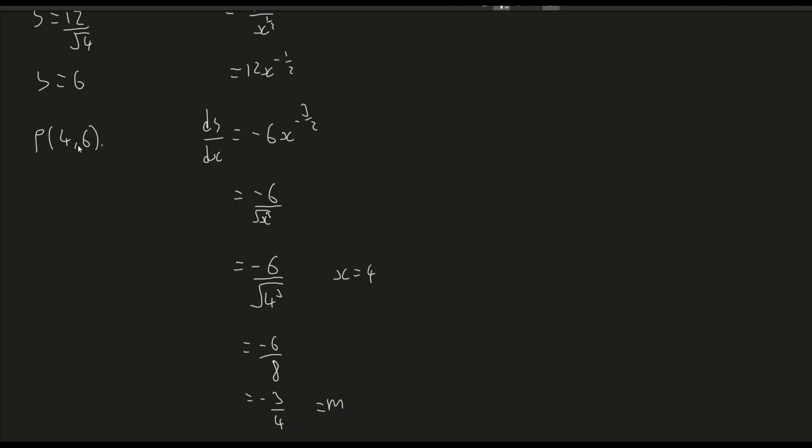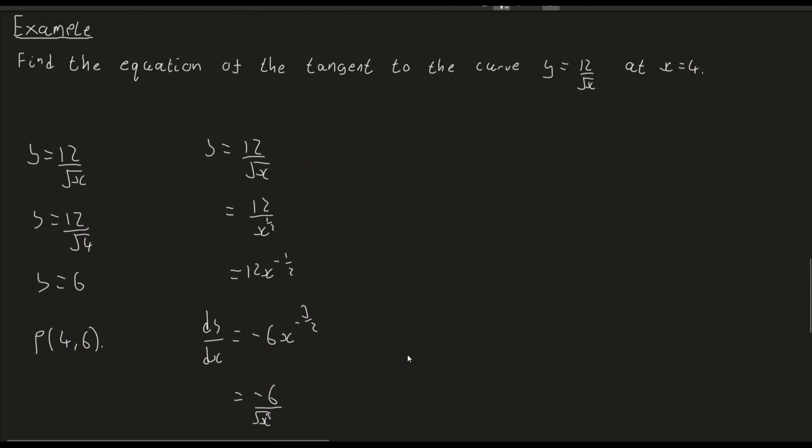So I have the point P (4, 6). And the gradient minus 3 over 4. So now I can just sub these in. So I'm going to have now y minus b equals m(x minus a). And I'll have then y minus 6 equals minus 3 over 4 times (x minus 4). And this is one of those ones where instead of moving this 4 over here, it would make more sense to just multiply it through, because the bottom number will cancel off quite nicely there.